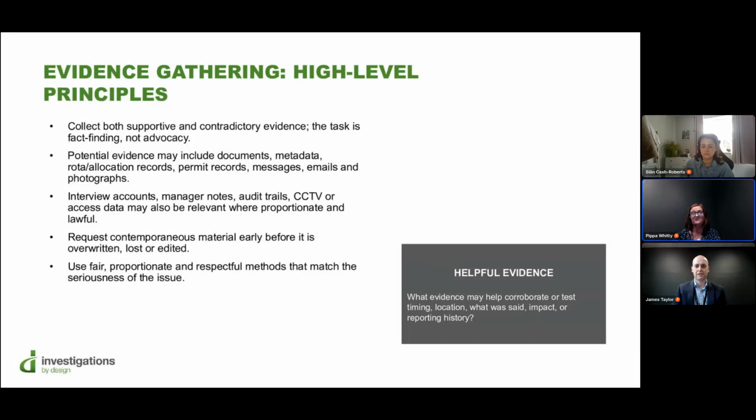As you'll see on the slide, the question to keep coming back to is what evidence will help you corroborate and clarify the timing, the location, the wording, or the impact of what is said to have happened. That becomes your evidence and your roadmap.